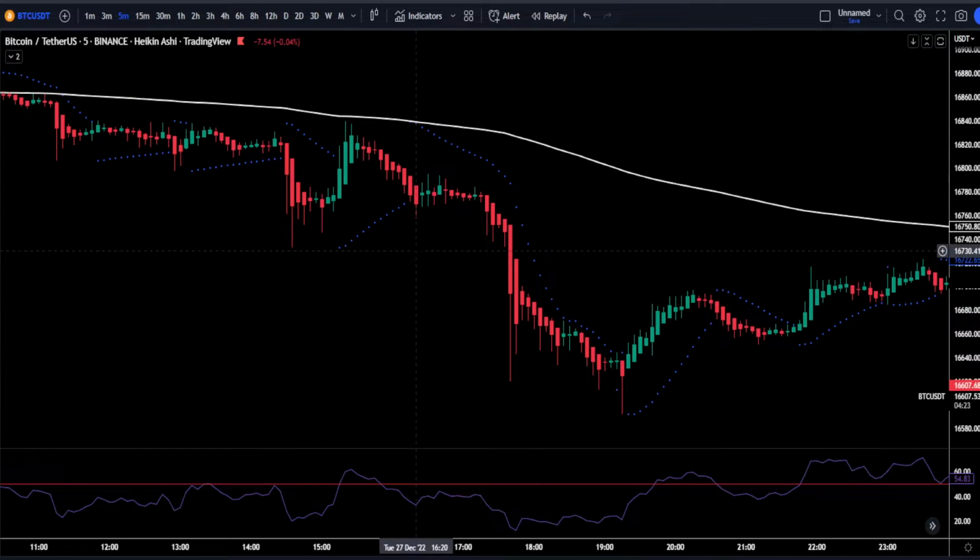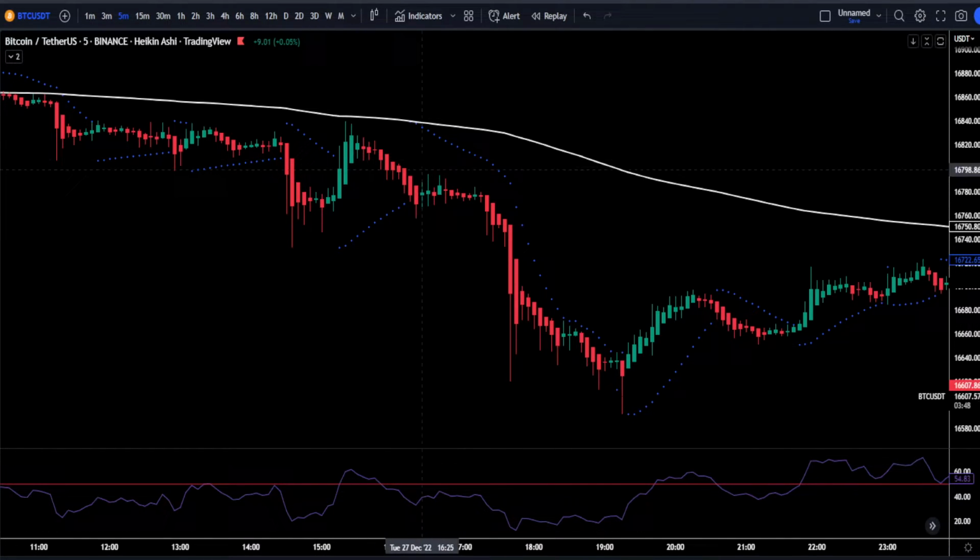The opposite rules do apply for short trades. We need to have our price action positioned below our moving average. A signal from the parabolic SAR indicator needs to print short, and then we finally need confirmation from our RSI indicator. So the RSI line needs to be positioned below our 50 baseline.